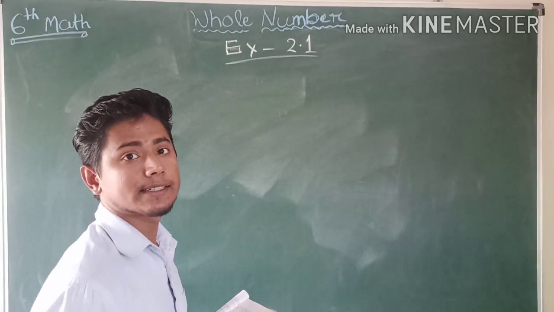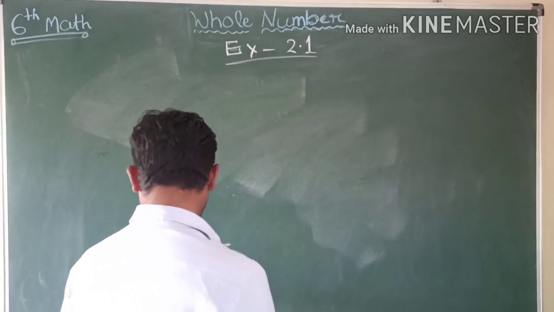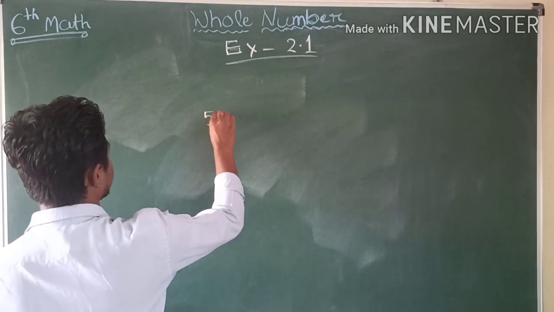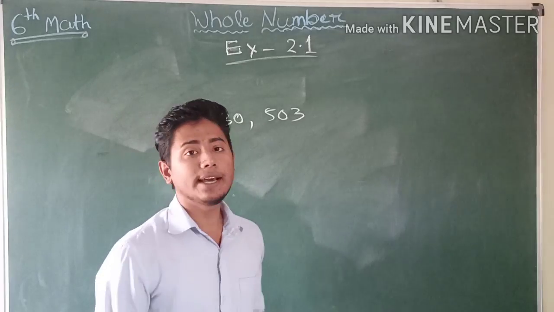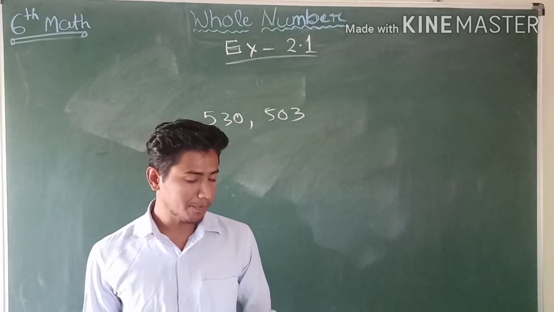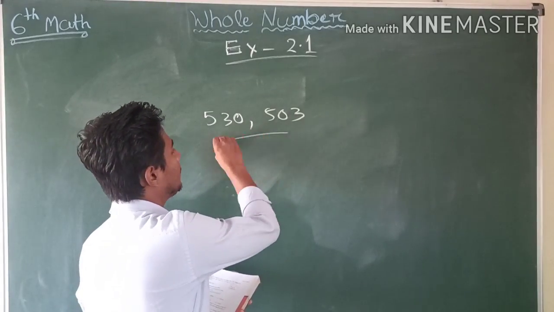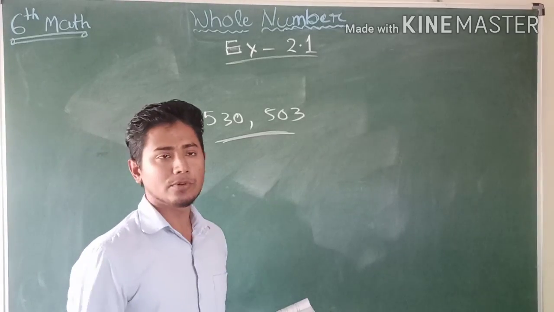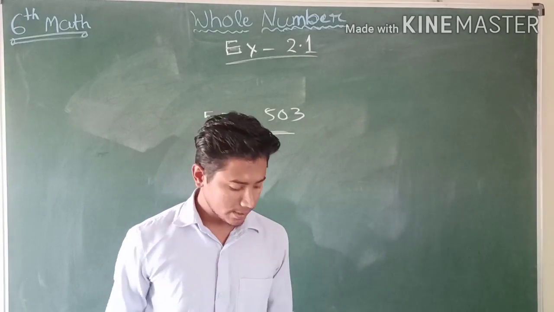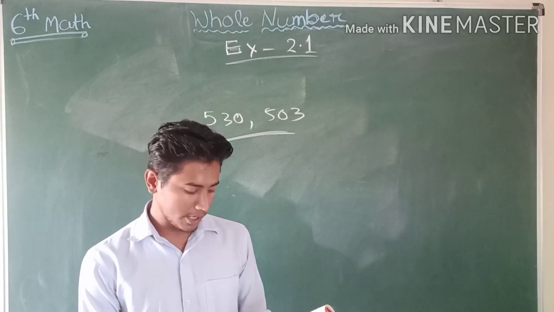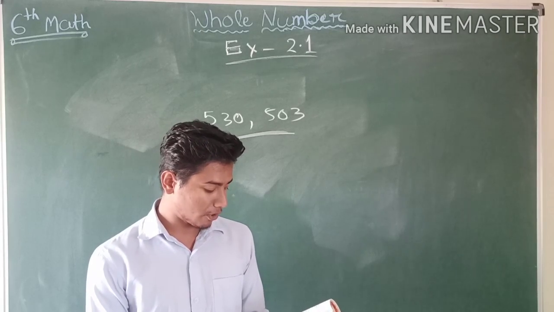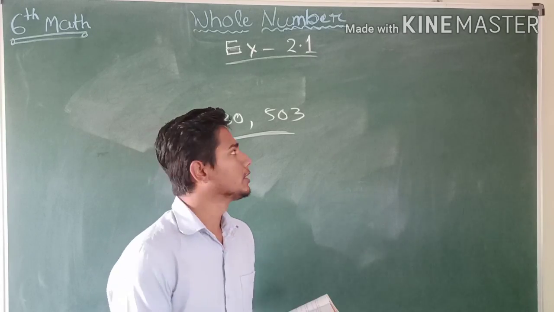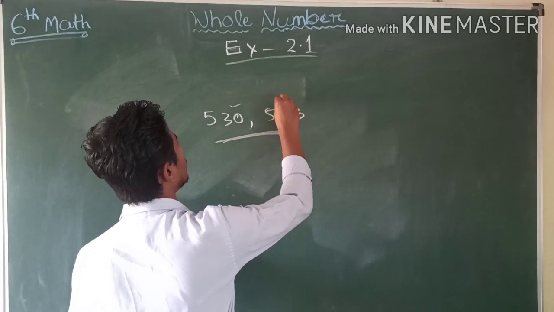I can take small examples. Here is given 530 and 503. So read the question properly. In each of the following pairs, so these are the pairs given in a book, like this, other pairs also given. In each of the following pairs of numbers, state which whole number is on the left of the other number. So you compare between these two whole numbers.